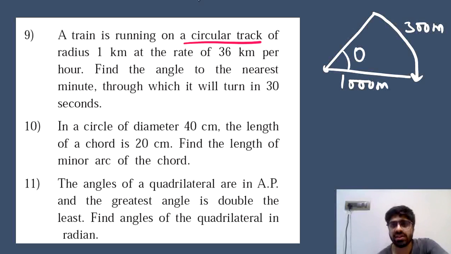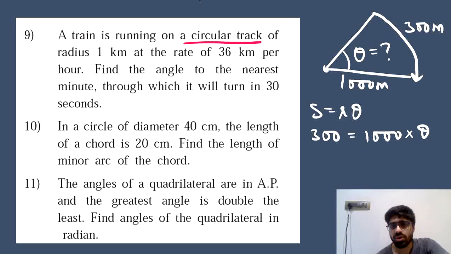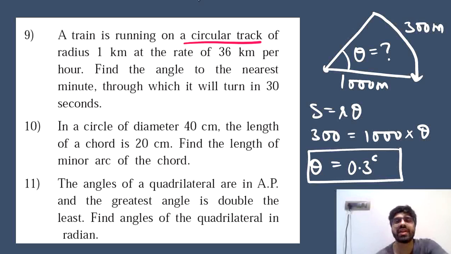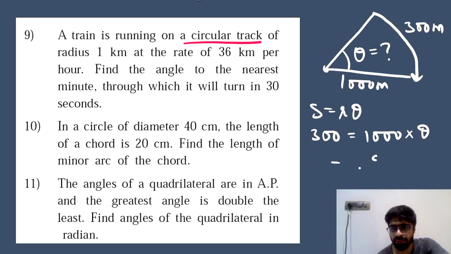We need the angle traced, right? So theta, we know that S will be equal to R theta, S being 300, that is the length of arc, R being 1000 into theta. So we get the value of theta as 300 upon 1000. Cancel off the zeros, you have 3 upon 10, that is 0.3 radians as the measure of the central angle. To convert this into degrees, you simply multiply with 180 upon pi, but because the calculation will be a little complicated, I am just leaving it here.